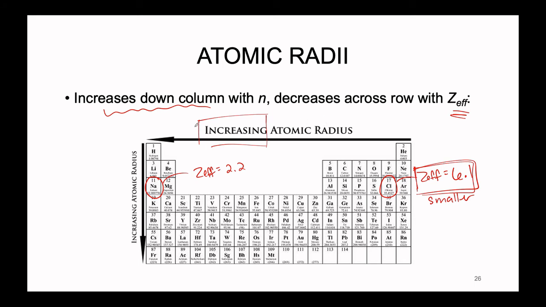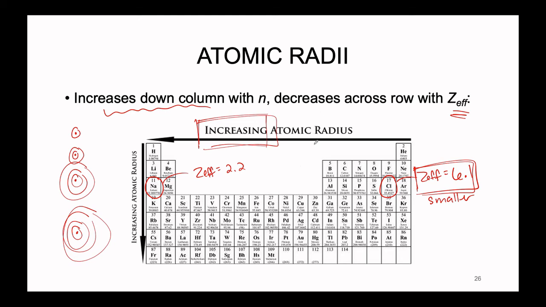Because of that, we are going to have an increasing atomic radius from right to left on the periodic table. And as we go from top down, we're going to be adding shells. So for every new shell that gets added to the atom, for instance, hydrogen versus lithium versus sodium versus potassium, we can see pretty straightforwardly that as we add a new layer, we are going to be increasing in atomic size.